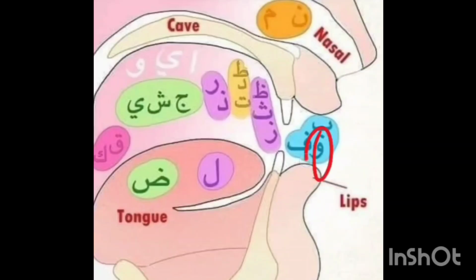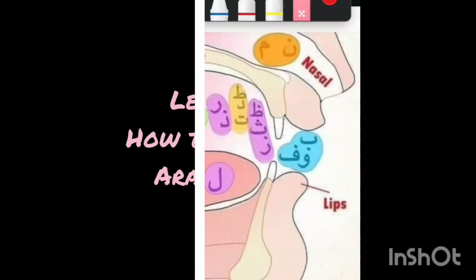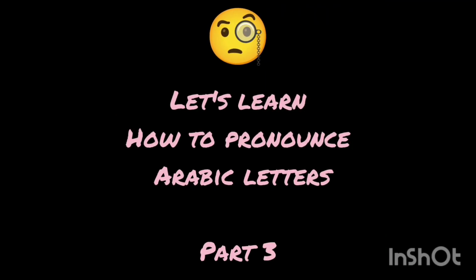Now for the letter waw. The letter waw is done by pouting your lips. So you let them meet together, but by pouting them. So you say waw, waw. And lastly, the letter fa. The letter fa is done by placing your lower lip so that it touches your front teeth just lightly. So fa, fa. See, it's easy. Let's learn how to pronounce Arabic letters part 3.